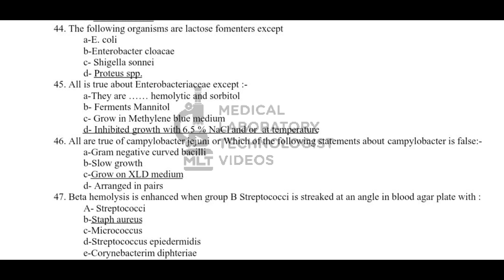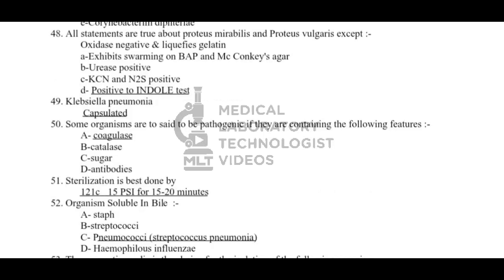Next question is beta hemolysis is enhanced when group B streptococci is streaked at an angle in a blood agar plate with. Answer was Staphylococcus. Next question is all statements are true about Proteus vulgaris except. Answer is positive to indole test, they are negative to indole test, and other all options are correct for Proteus vulgaris and Proteus mirabilis.